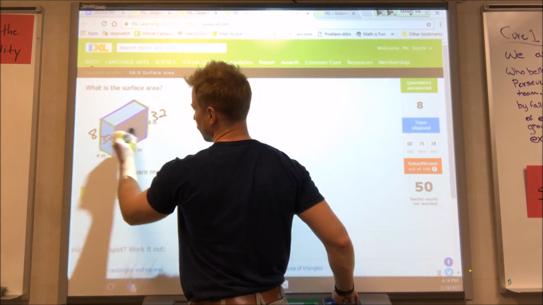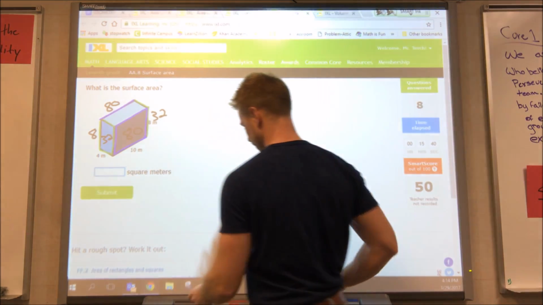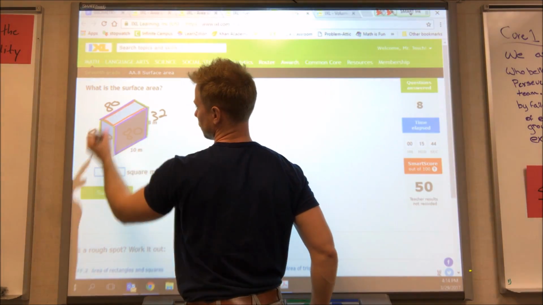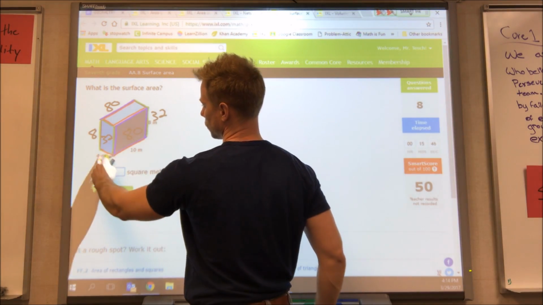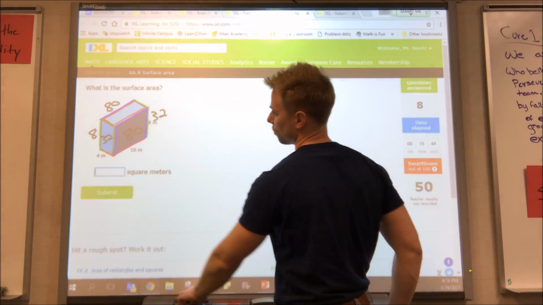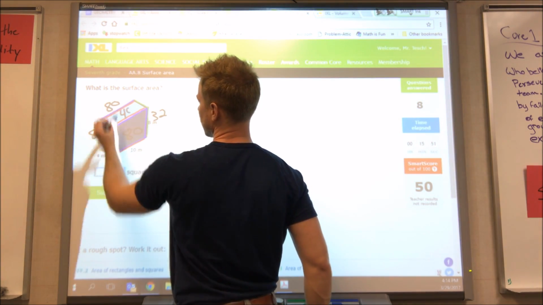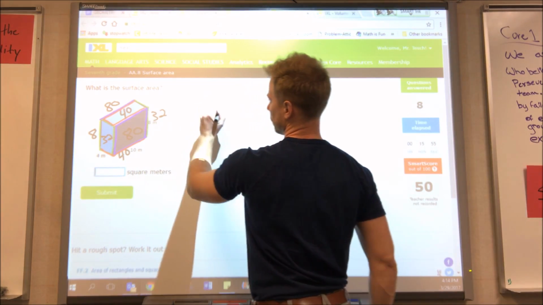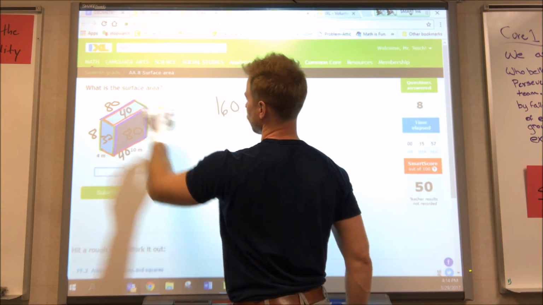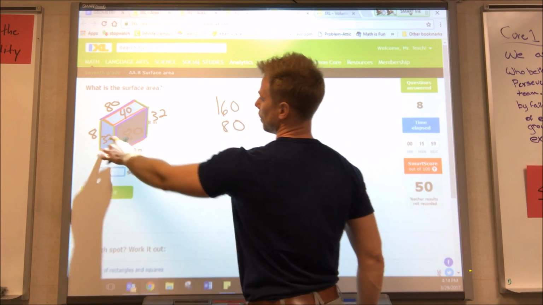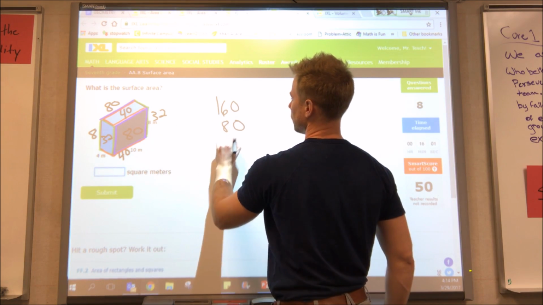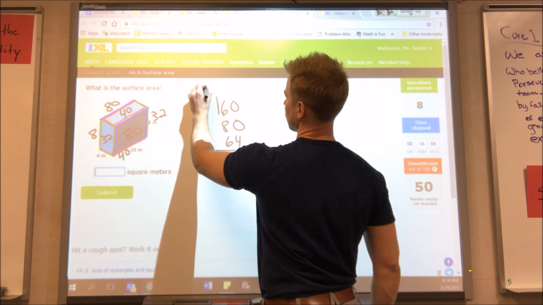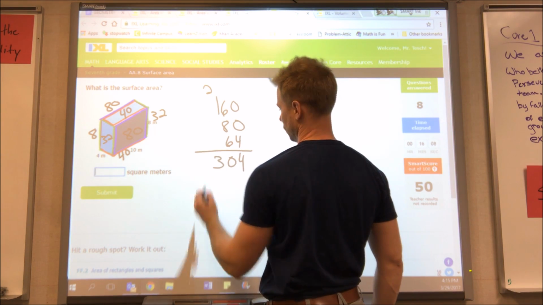So we have 80 on the right, 80 on the left, and then the top and the bottom, those dimensions are 4 and 10, which is 40. So we have 40 on top, 40 on the bottom. So 80 and 80 is 160, 40 and 40 is 80, 32 and 32 is 64. We add those together is 304.